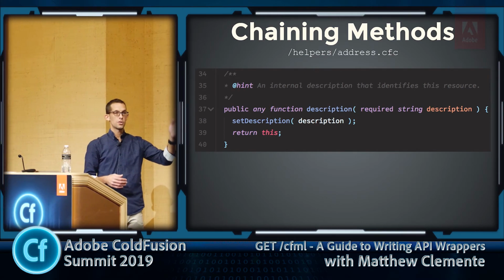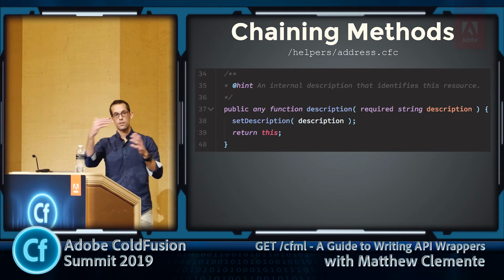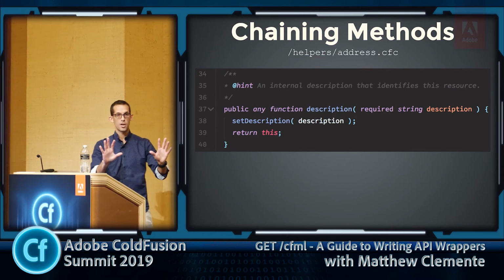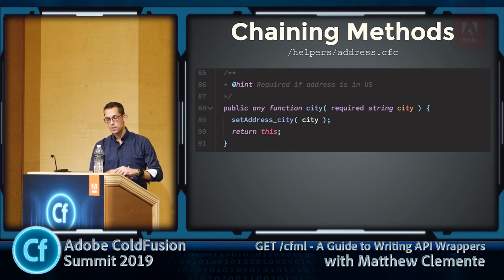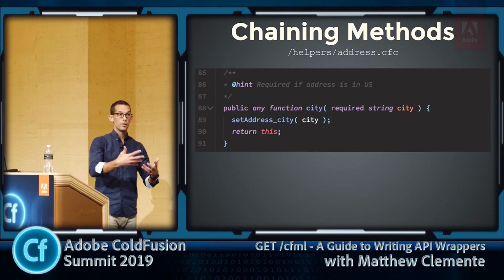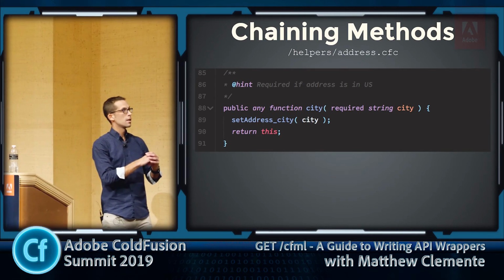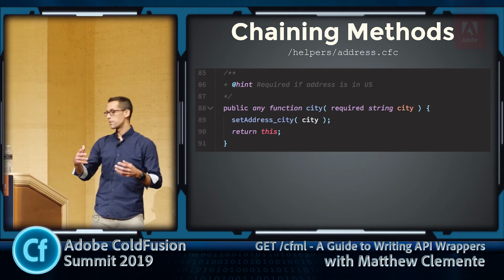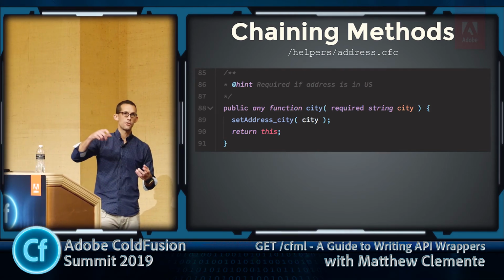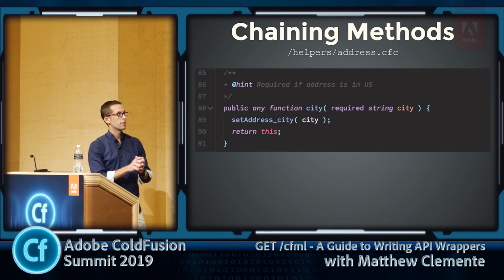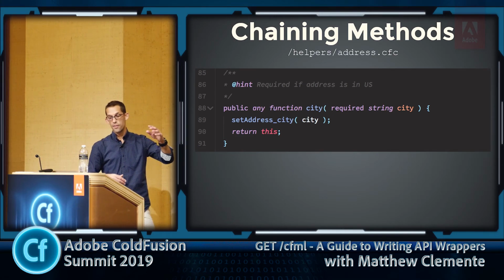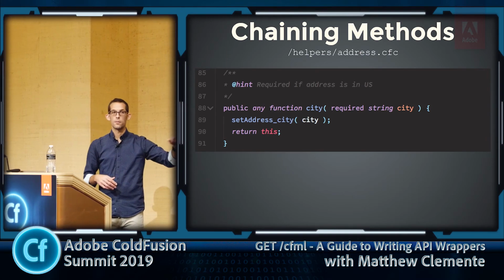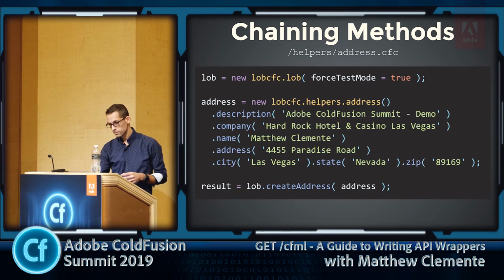So we can say description, and then we set it, and then we do dot, the next method. That sounds abstract, I'm going to show you what it looks like. This also enables us to write more elegant fluent functions. So the address property for Lob's API, it's address_city, but no one likes typing underscores. So if someone's doing this, we can just say city, and then we'll set the address city. It makes it easier to write.